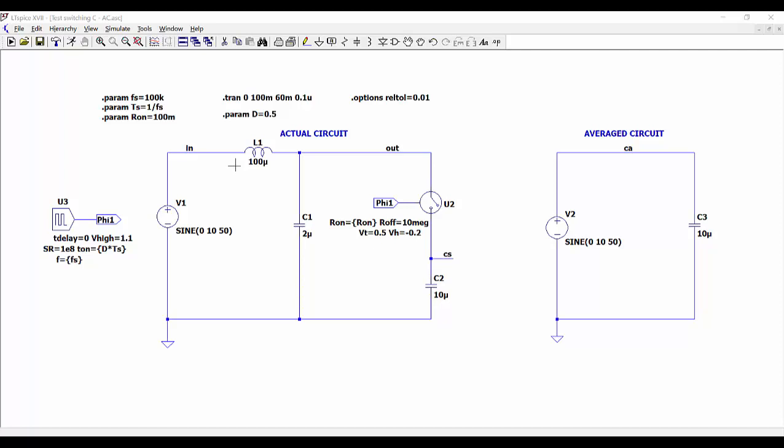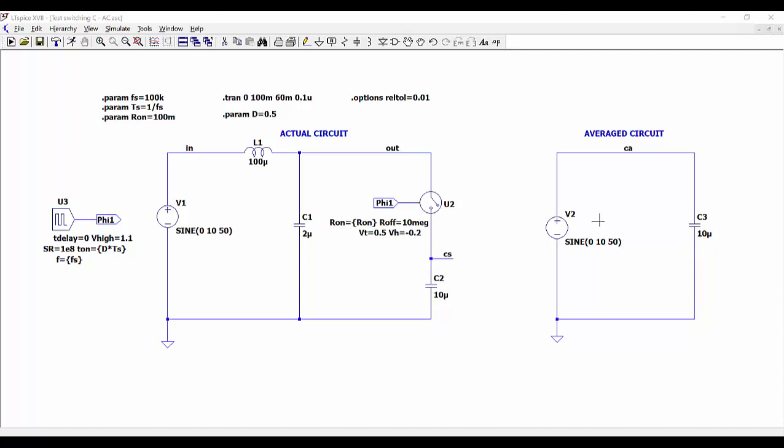So we are driving the switch at a frequency Fs, and with a given duty cycle. We have here the parameters, 100 kHz and a duty cycle of 0.5, and this would be the actual circuit. What we are stating is that this actual circuit is going to behave like this average circuit here, so it's going to be approximately equal to having this capacitor the full time.